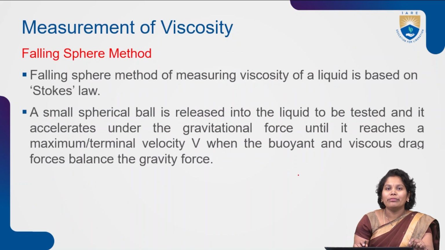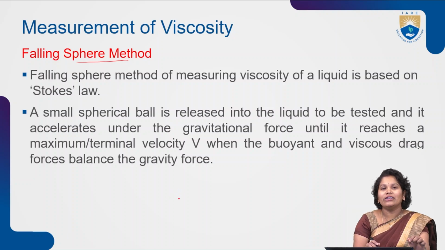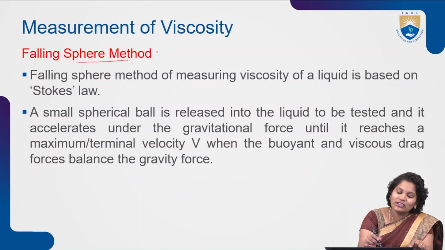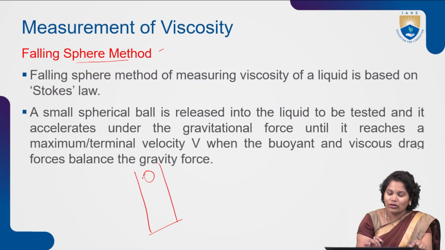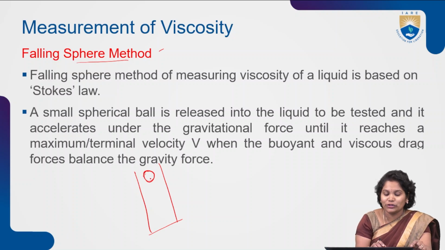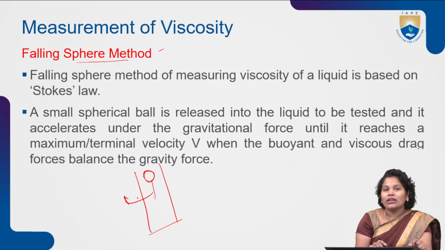Here is the third method, that is the falling sphere method. When we hear falling sphere method, we remember Stokes law, right? What is Stokes law? Whenever we drop a sphere into a liquid, we observe with what velocity that sphere is moving in the liquid, how much speed it is moving. By this, we can find out the viscous nature of the fluid.